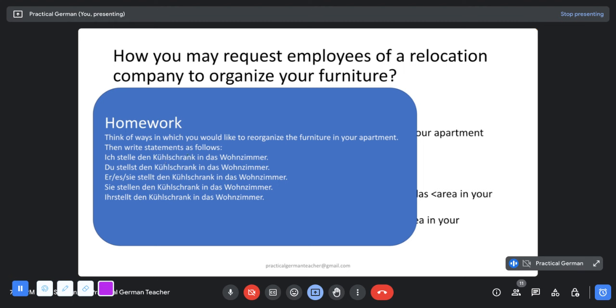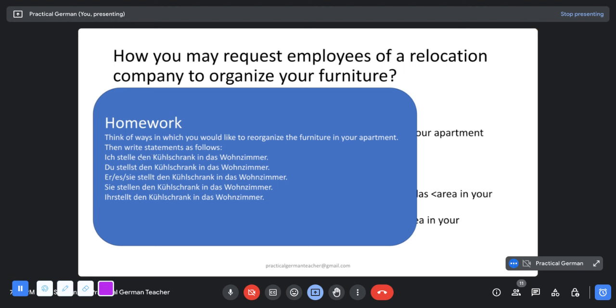I want to place the refrigerator in the hall next to my sofa, so that I don't have to get up for a drink when I'm watching something on Netflix or whatever. So, ich stelle den Kühlschrank in das Wohnzimmer. Okay, now here it is accusative, and this one is also accusative because there is movement involved.